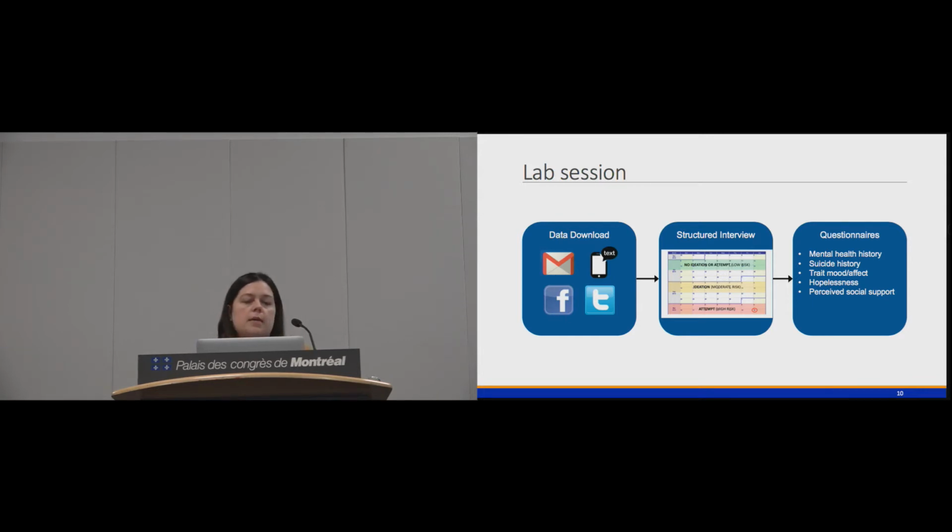The next part of the lab session consisted of a structured interview. This is where the psychologist asked general questions about their history, as well as questions specific to the mental health episodes that they were going to identify, which I'll talk about in the next slide. At the end of all this, the participants went through a number of standardized questionnaires, some of which are listed here. There's more than what's listed here, but for some examples: their mental health history, their suicide history, mood, hopelessness, and perceived social support.